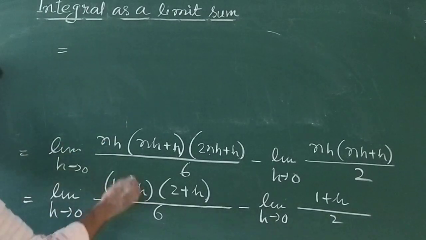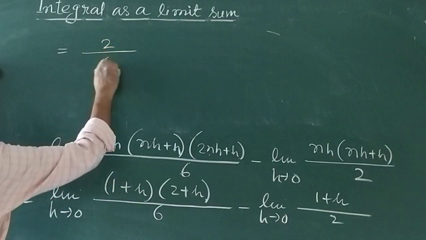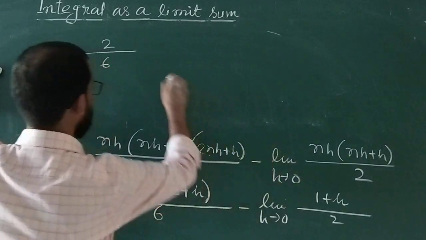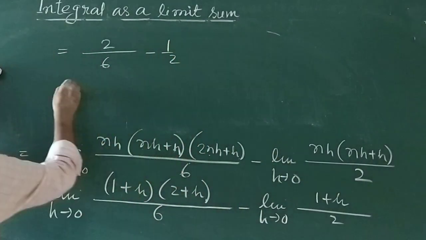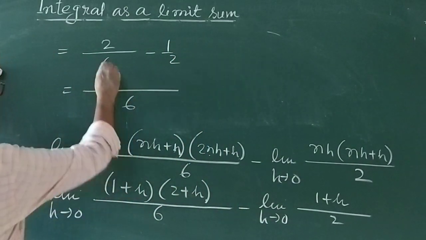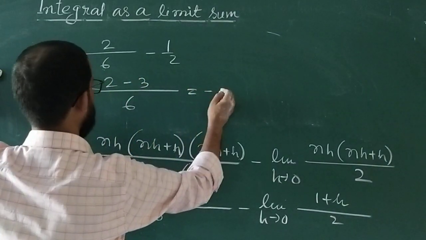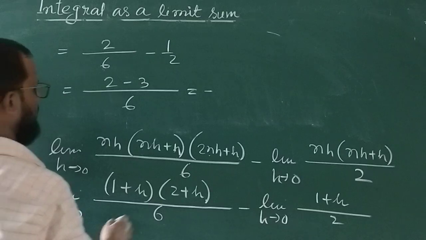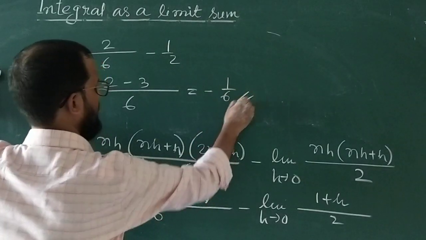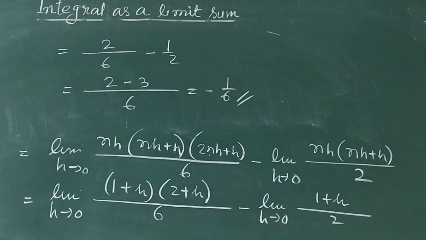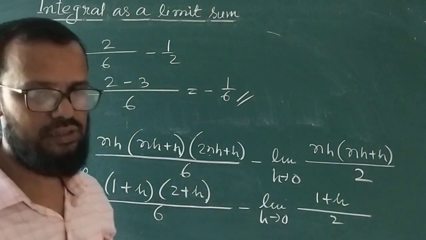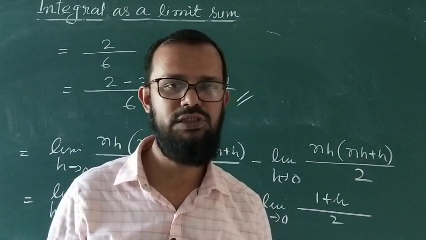Now putting the limiting value, what will you get? It will be 2 by 6 and it will be half. Take LCM. 2 minus 3 is equal to minus 1 by 6 is the final answer. Minus 1 by 6 is the final answer. So in this way you have to solve this type of question.